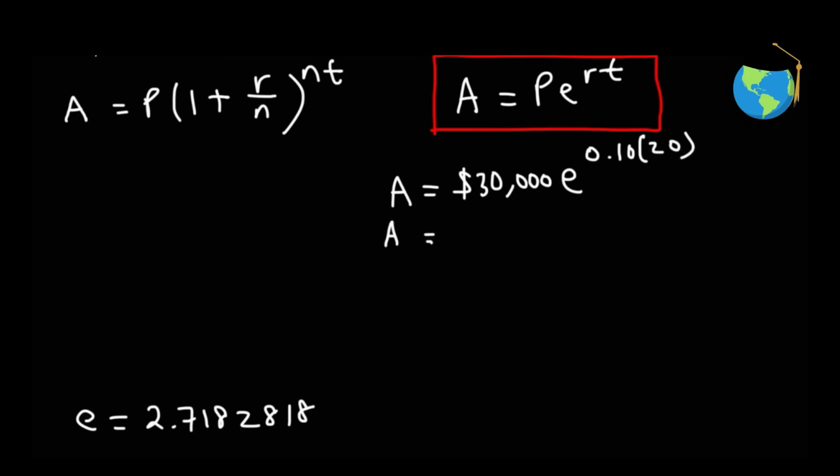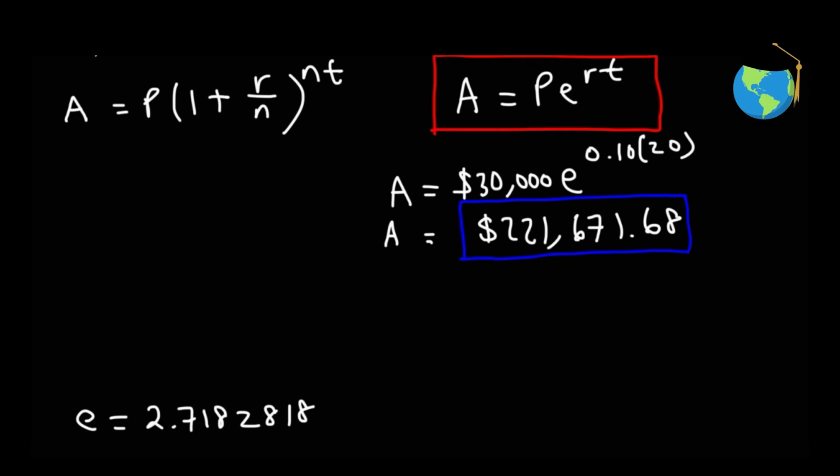So if you plug that into your calculator, 30,000 times e raised to the 0.10 times 20, it will give you $221,671.68. So this is going to be the value of the mutual fund after 20 years if it grows at 10%, if it grows 10% each year on average.